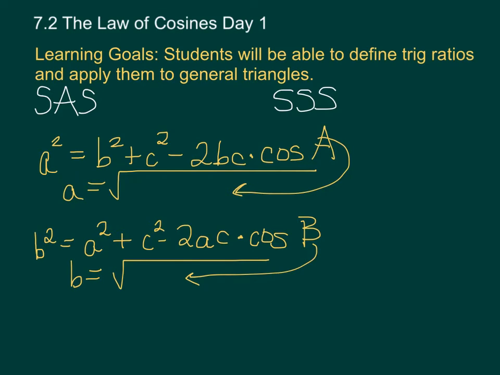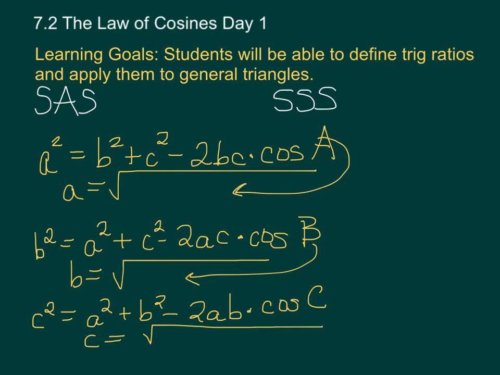Or if they give you angle C, then you use the last formula. And then you use cosine of that. And to find little c, you would just square root that whole answer. Okay, so that's how you find the missing sides.